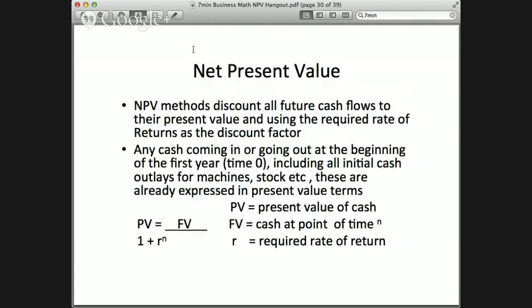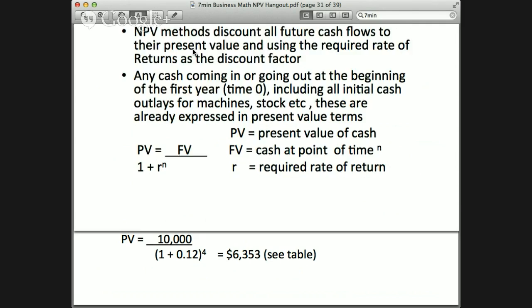So let's look at the net present value. Again, this is a method of discounting all the future cash flows into the present value, how much it is worth today. And we're using the required rate of return as the discount factor, which is the 12%, or 20%, whatever it is. I think we're looking at 12%. Any cash coming in or going out at the beginning of the first year is year zero. We classify that as zero because it's money we're paying out today. So anything to do with initial purchase, any machinery, stock, equipment, all that kind of thing, is all expressed in present value terms.